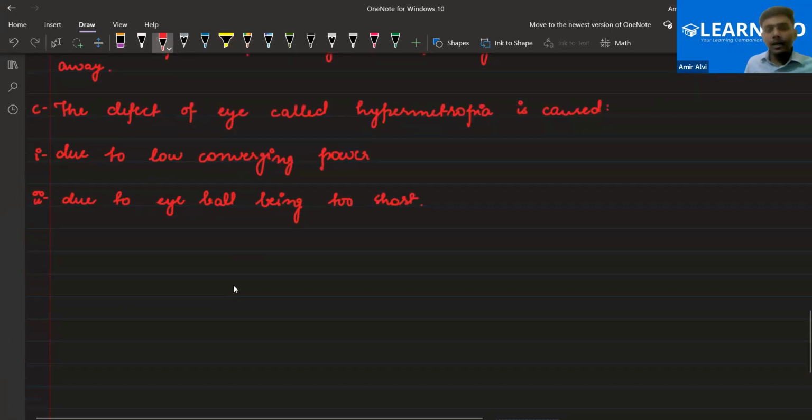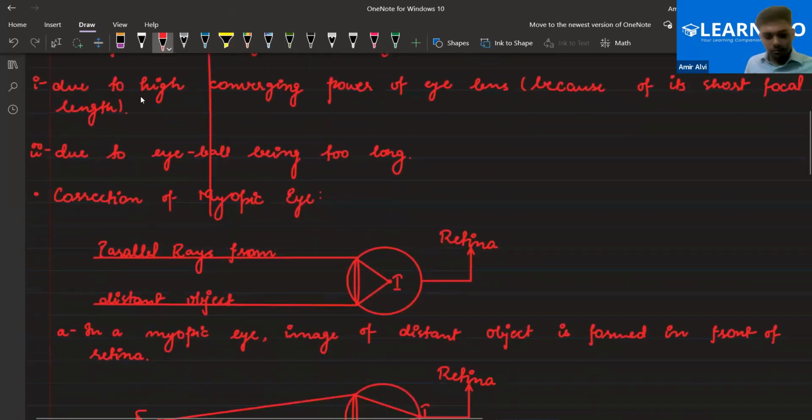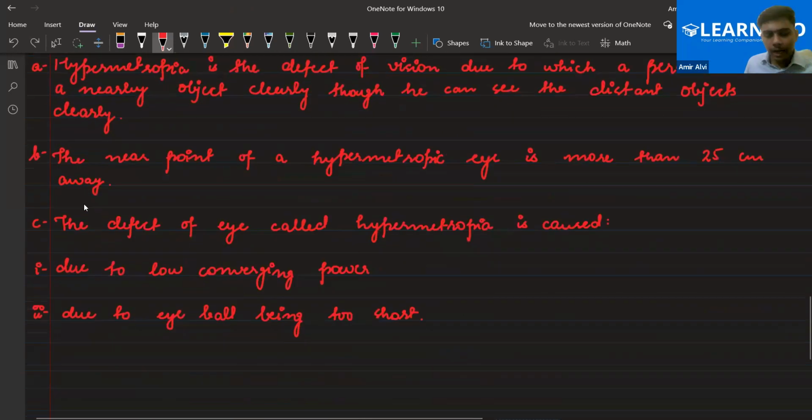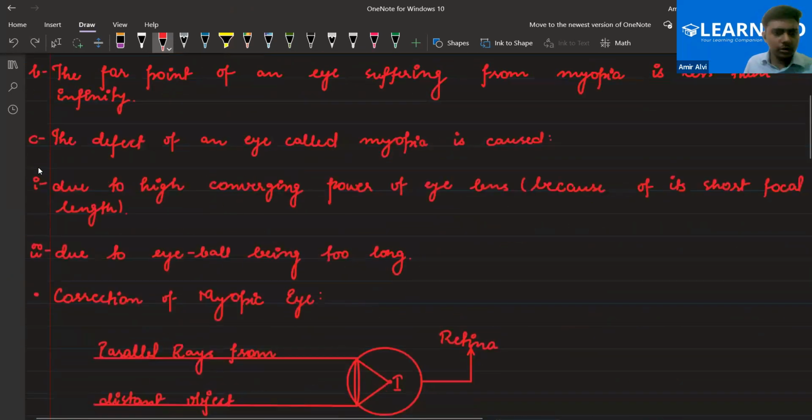Now let's understand the image formation. In hypermetropia, same as before, we will be having three diagrams. Correction.